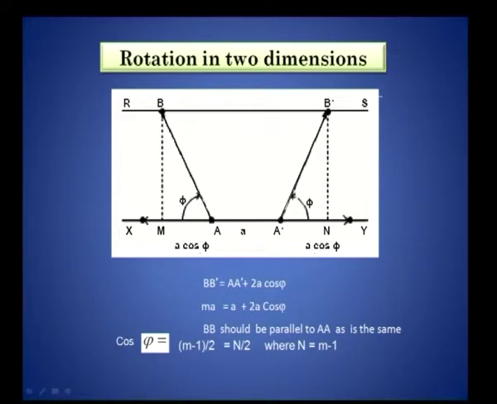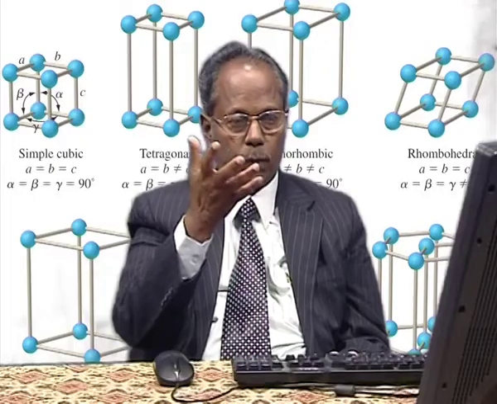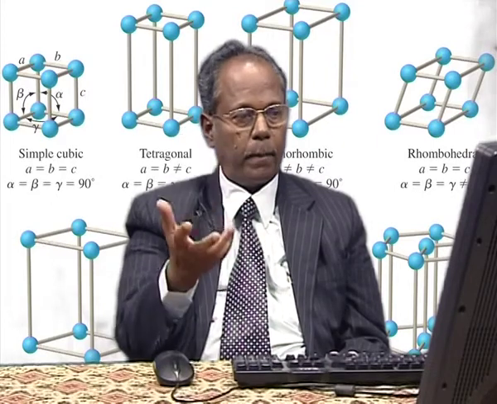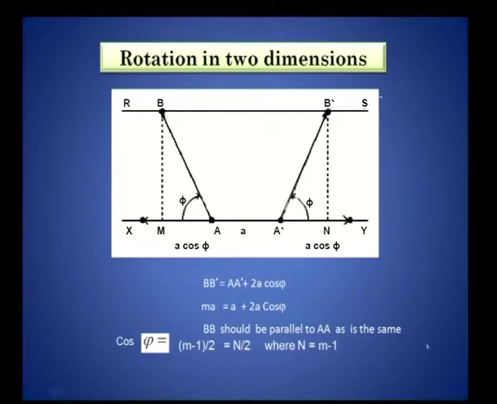Is it clear now? B B prime will be A prime, or otherwise nothing but A, then plus 2 A cos phi. There should be no doubt regarding this equation. B B prime, as I told you, should be an integral multiple of A, because B B prime or RS and XY are parallel to each other. Therefore, m is an integer. So, B B prime will be m A, and what is A prime? I told you it is A, then you got 2 A cos phi.